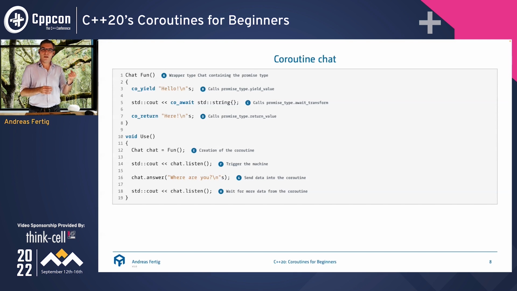This is getting back this wrapper type, including the promise type, so the coroutine state and the coroutine handle. And the first thing I do with this wrapper type, you can see it comes with the function listen. We will see that. And so I'm listening to the hello. And then in line number 16, I'm answering into the coroutine, where are you? And then I'm listening again while the coroutine will reply here. So this is the flow of the coroutine.